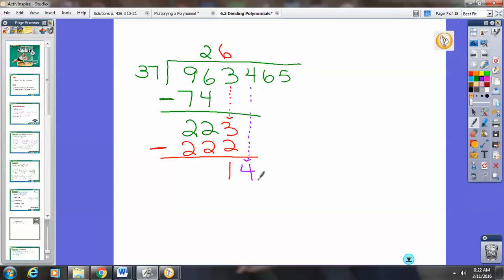Does 37 go into 14? No, so we have to do what? Bring down the next digit. Yep. So does 37 go into 146? Yes. How many times? 3 times 37 is 111. Then what do we do with 111? Subtract. So 146 minus 111, 135.